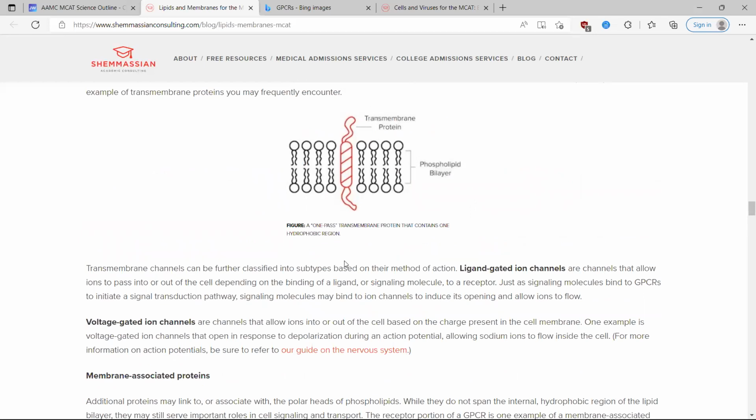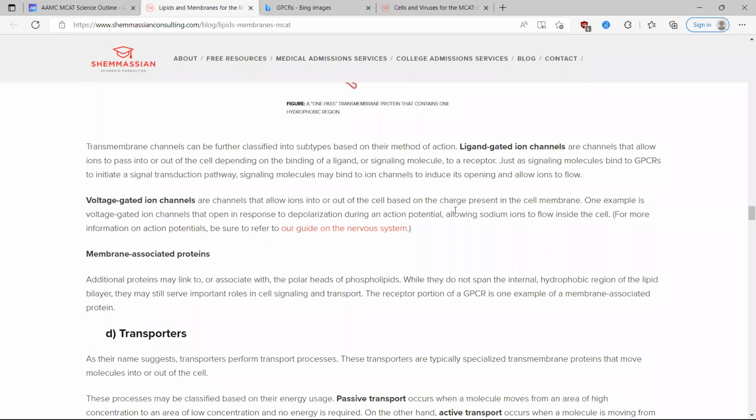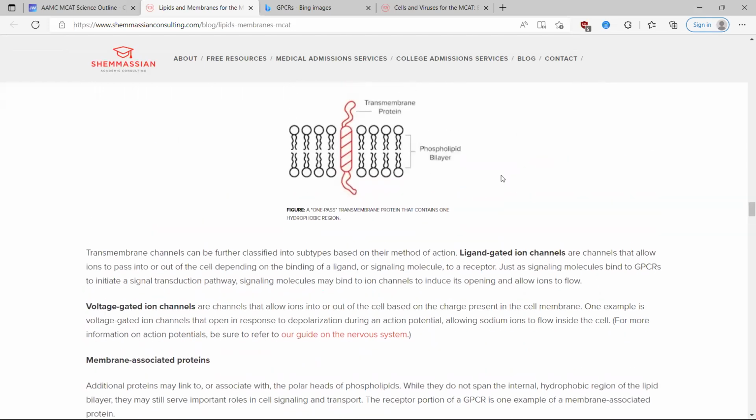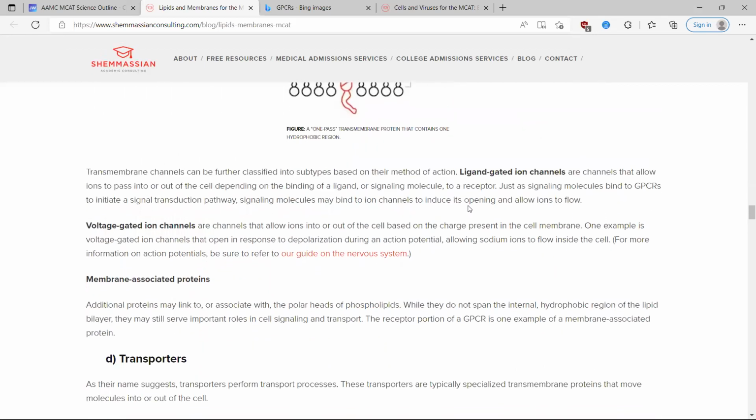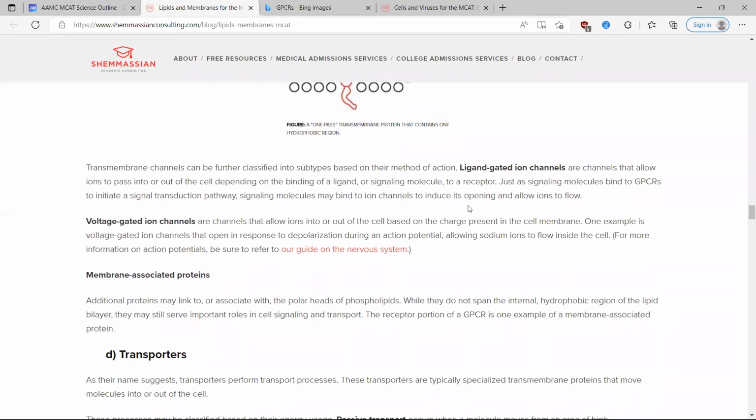We don't want just anything to come into the cell. We just want what we need to come into the cell. What we need depends on what the cell needs, and it can change. So for example, if a channel is ligand gated, that means that something needs to attach to the channel for it to open.